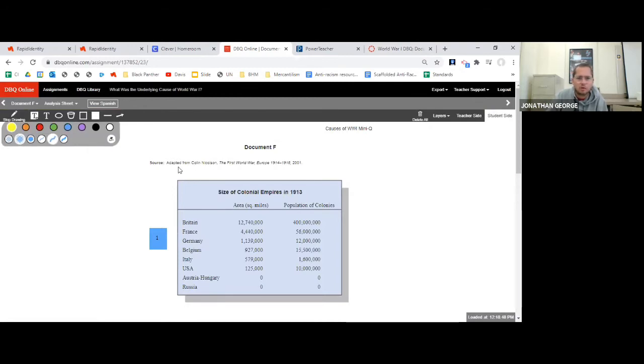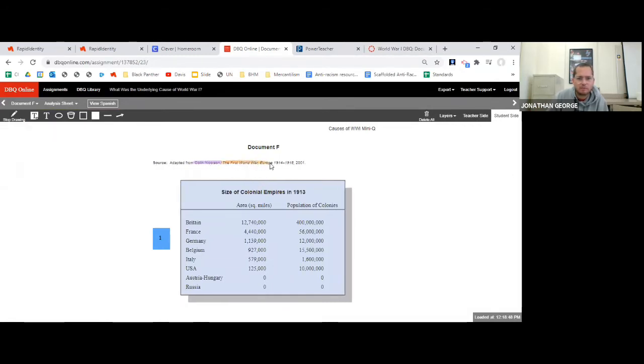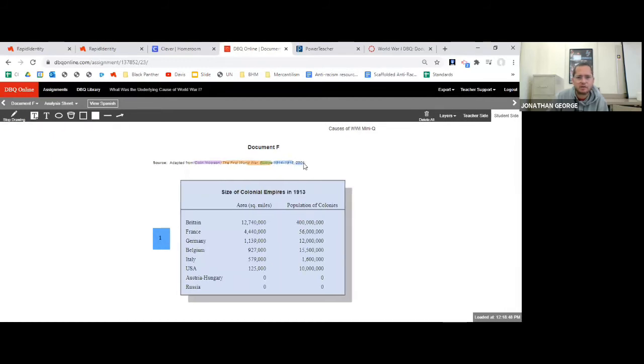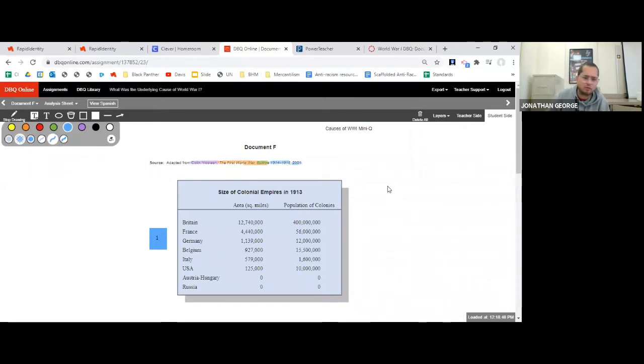Okay, so going through here. This is adapted from, look at the source here, Colin Nicholson. People, purple. For the First World War, it's key information. It's like the source. In Europe, I could go back and do that in green. Places. 1914 to 1918, and then I'm assuming it was adapted in 2001.